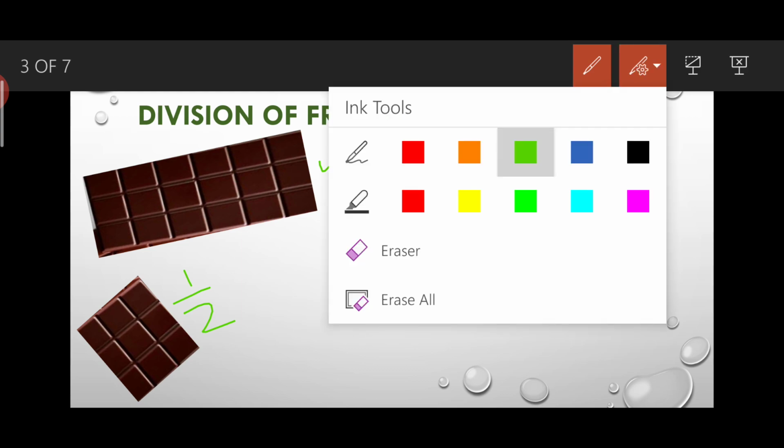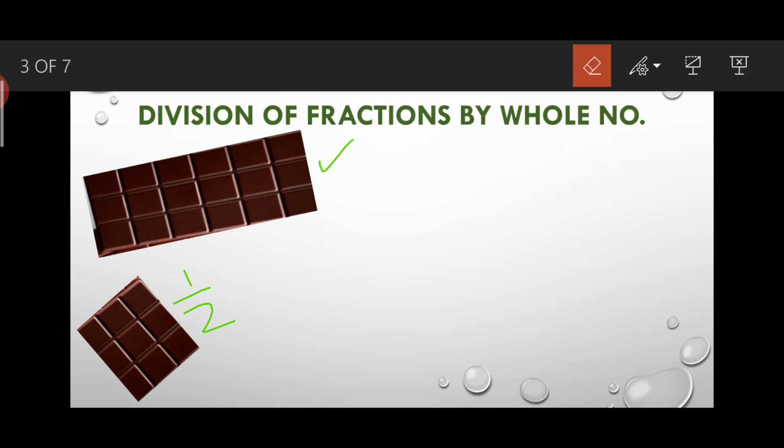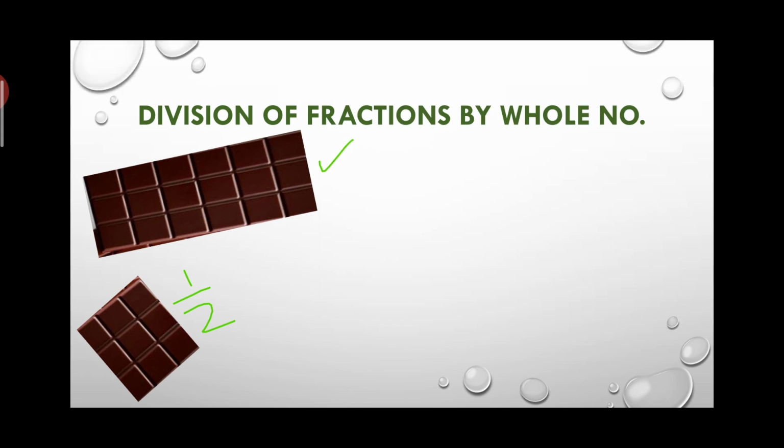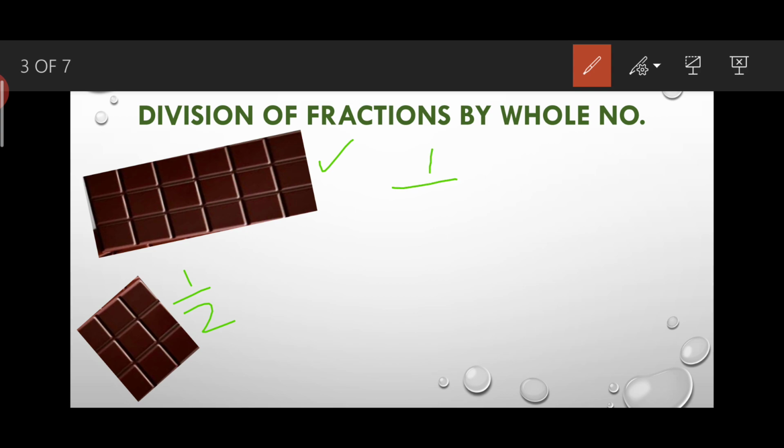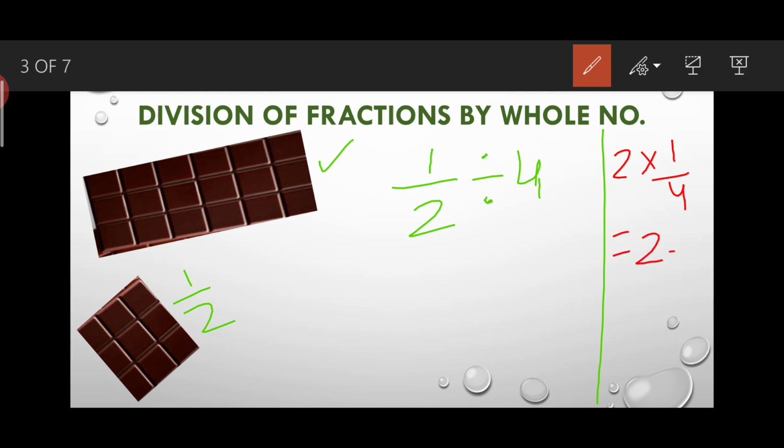So what you have done, you have divided the chocolate into 4 equal parts, that is, you have divided the half of your chocolate into 4 parts. Okay, so for division of a fraction by a whole number, you have to convert the division sign into multiplication, because as I have told you, 2 into 1 by 4 is equal to 2 divided by 4, both mean the same.